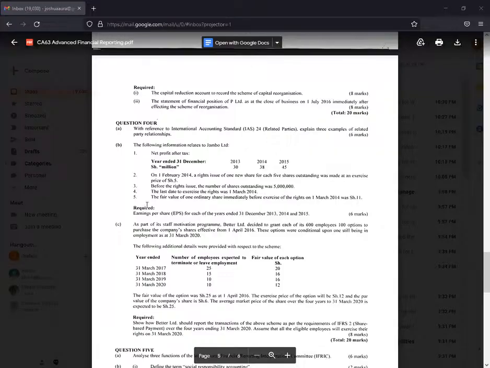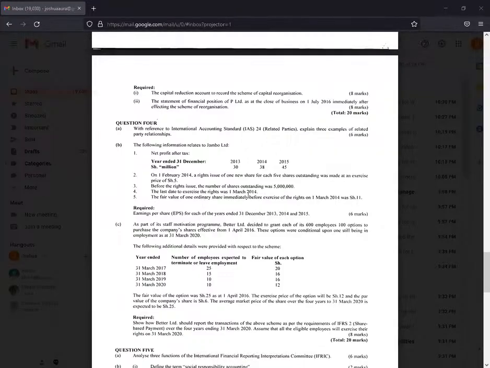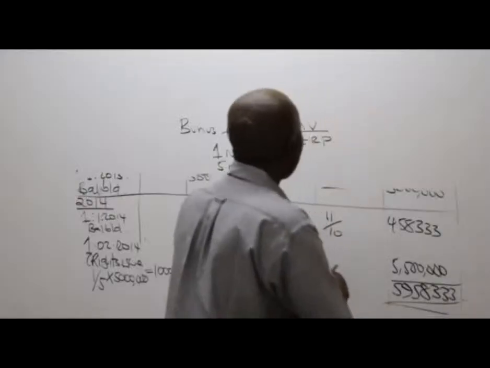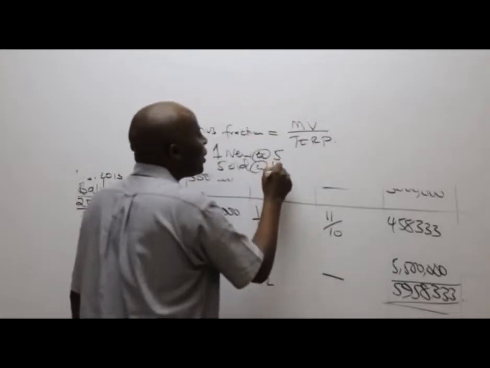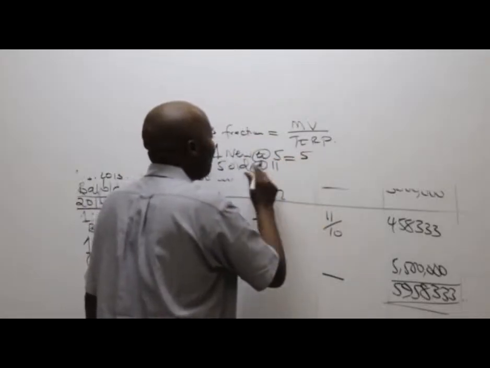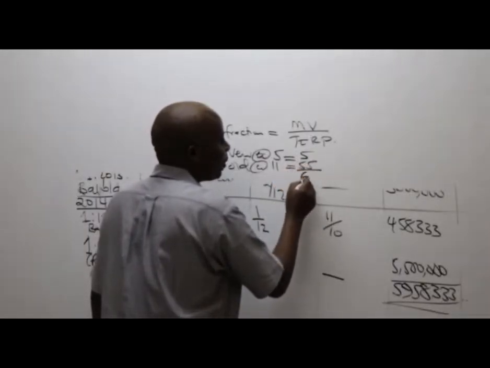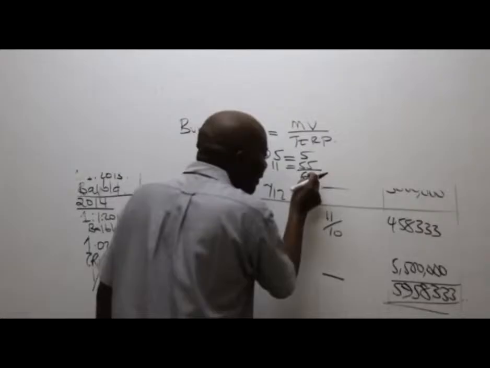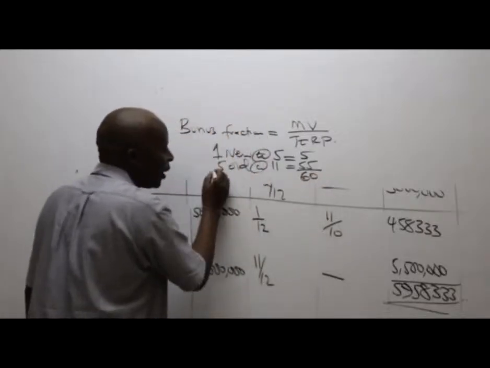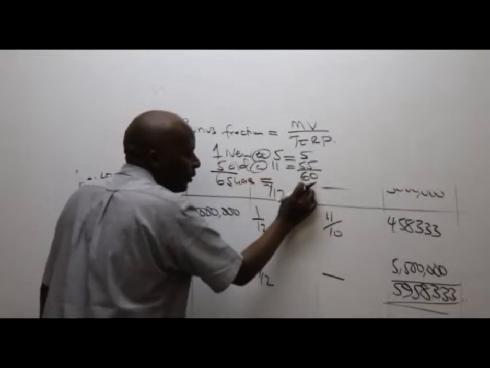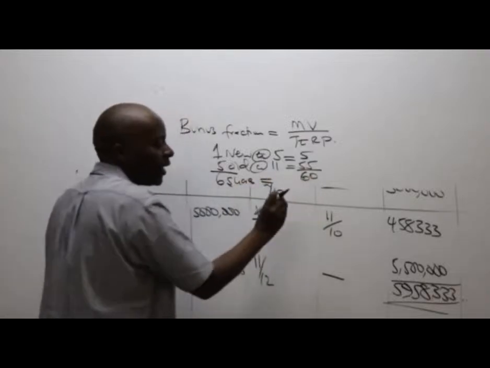The fair value of one ordinary share immediately before exercise of the rights on 1st March 2014 was 11. So times 11 like that. Students came and gave me a figure of 5 there, a figure of 55, so it gave us 60. But you see, this 60 is now for how many shares? 60 is now for 6 shares. So 6 shares going for 60 bob. How about then the price for 1?